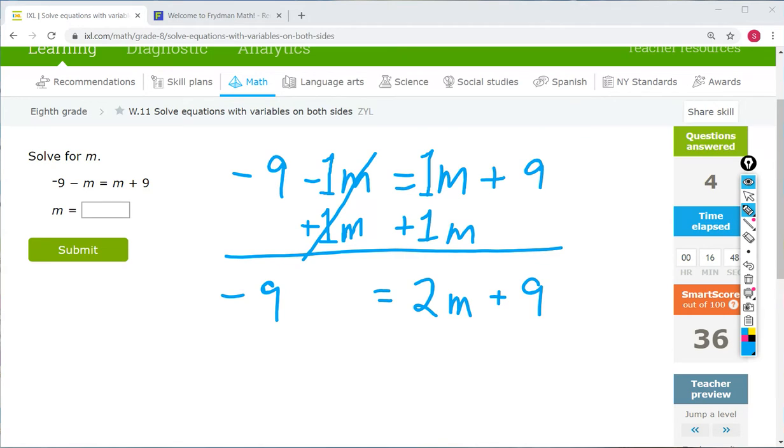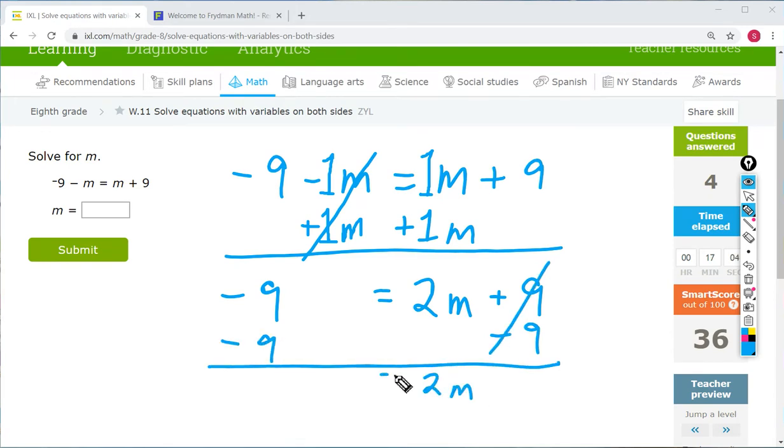Now I would solve this just like I would solve a normal equation with the unknown on one side. I can subtract 9 from both sides, so that cancels this, and I have 2m equals negative 9 minus 9. So now I have same symbols, so I will add 9 plus 9 is 18 and keep the symbol. So I get negative 18 there.